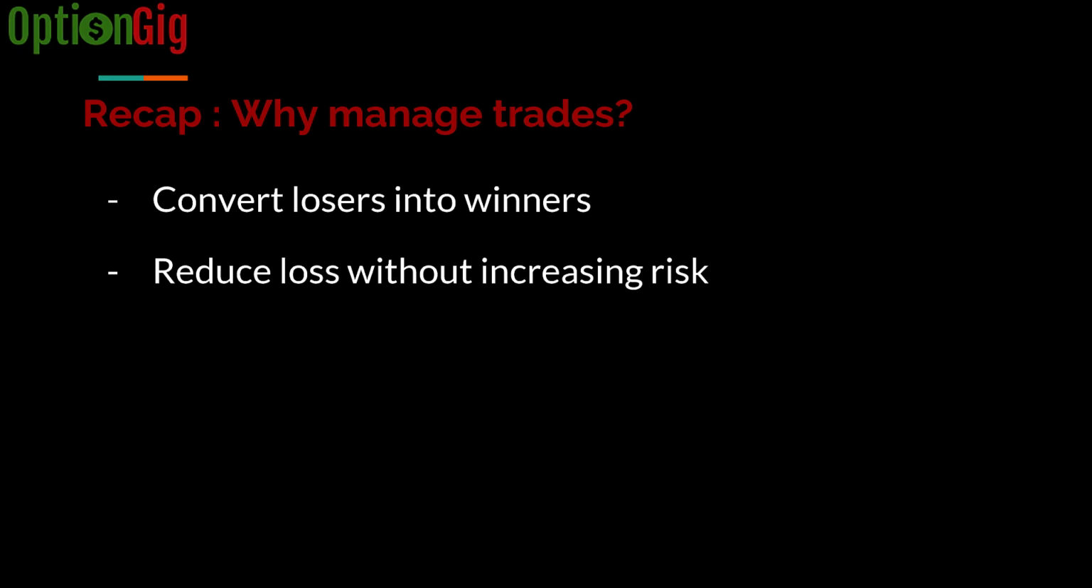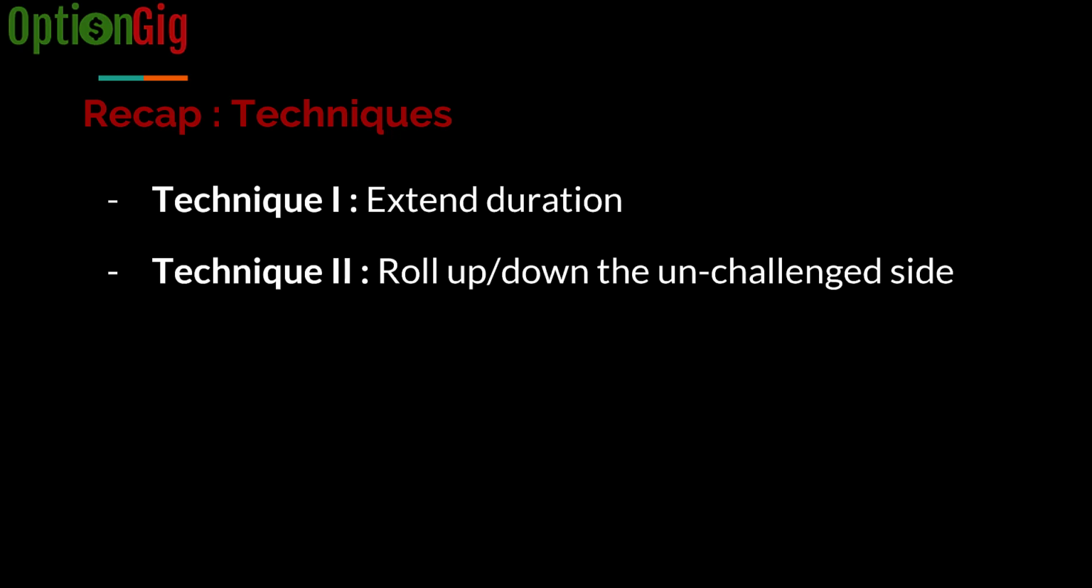All right, so we talked about two techniques already. Number one technique was to extend the duration, and the second technique was to roll up or down the unchallenged side. If you have not seen the videos on technique 1 and technique 2, I would request you stop right here. Do not proceed further until you have seen these two techniques, because your go-to techniques in case of trade management will be these two: either extend duration or roll up or roll down the unchallenged side. If none of these work, then only we should use technique number 3, which I'm going to talk about in a few seconds. So take a pause, go back to my YouTube channel or to my website www.optiongig.com and learn about technique 1 and technique 2 and then come back.